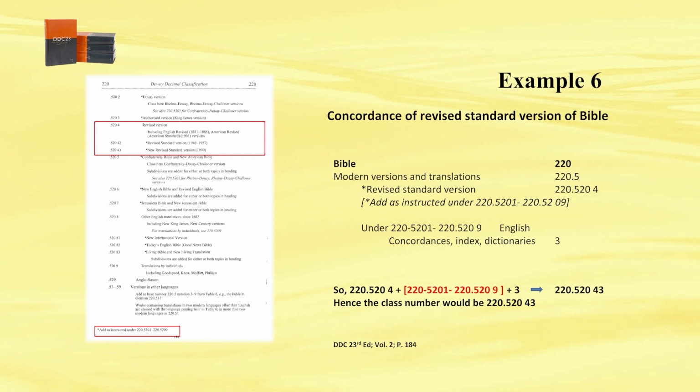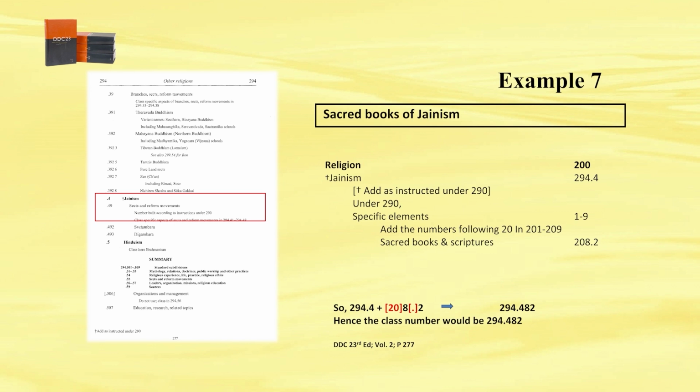So it is simple. We have to omit the number 220.5201 to 220.5209 as per the instruction, and we have to use only 3 with the Revised Standard Version of the Bible. The number will be 220.5204. Then we have to add the number for concordance, that is 3. So finally the number will be 220.52043.